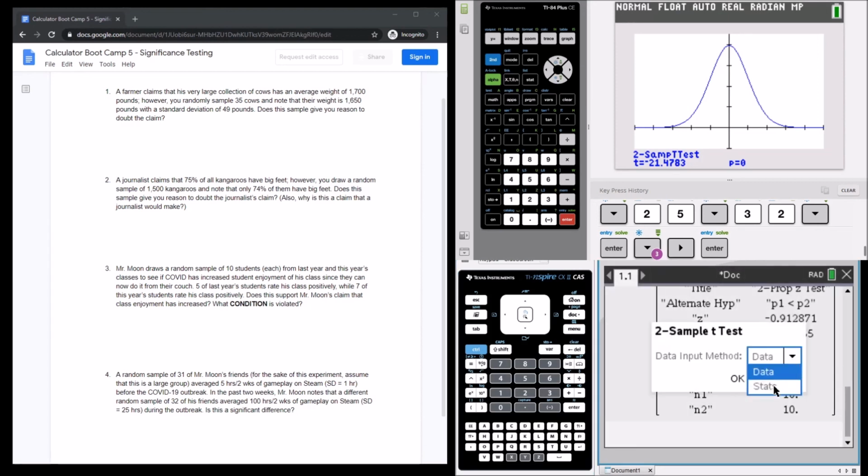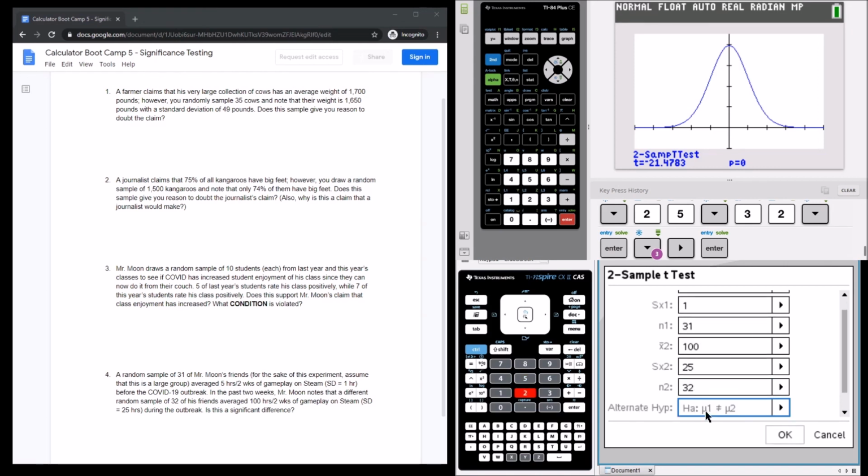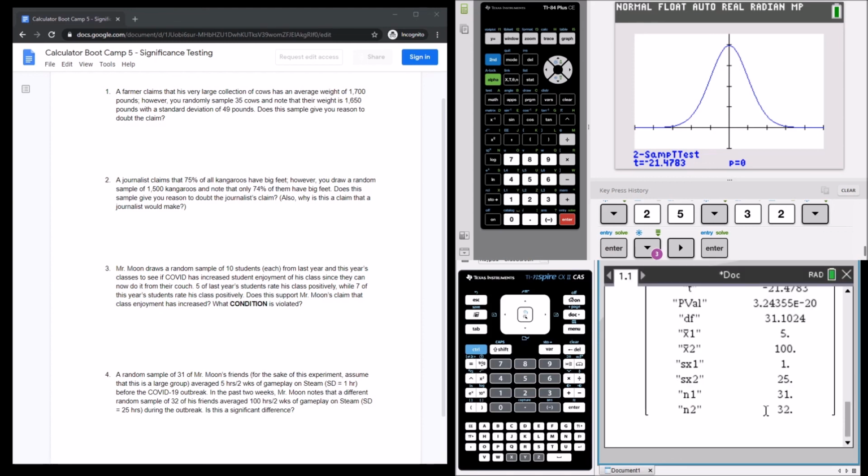We are going here off stats. In our first sample, the average was 5, standard deviation was 1, and I surveyed 31 friends. In the second sample, the average was 100, the standard deviation was 25, and the number of friends was 32. I'm just looking to see if there's a difference, and I'm not going to pool here.